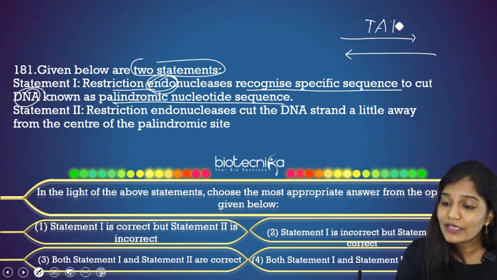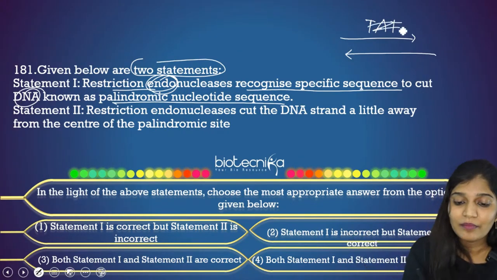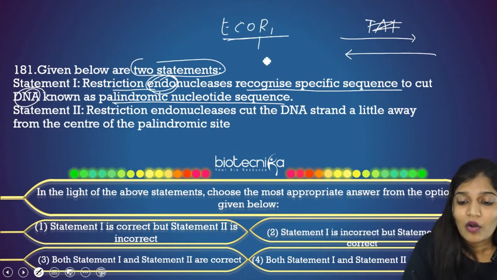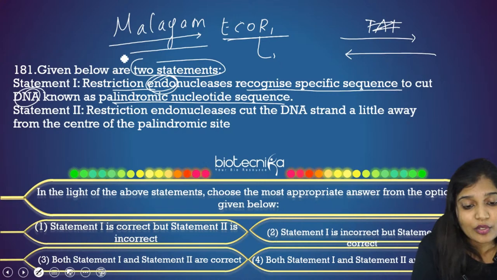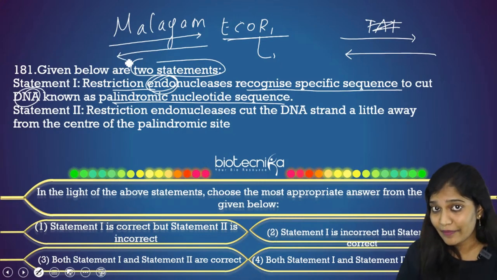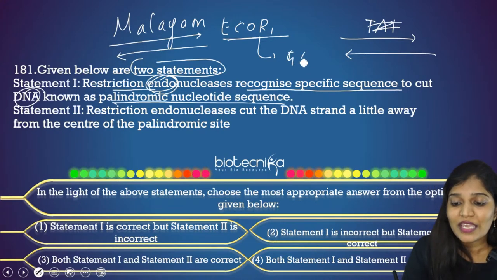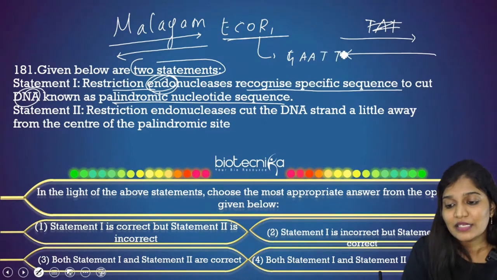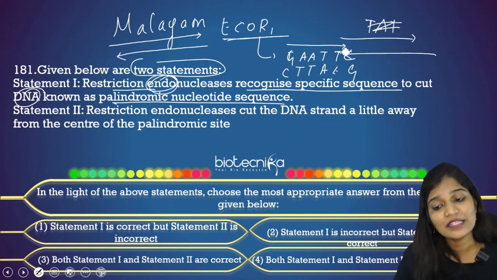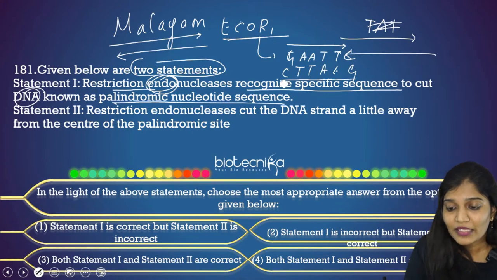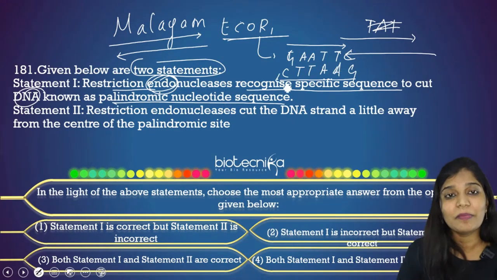So we can say like this. Let me make it here. EcoRI. Or we used to say Malayalam as an example. Let me give a basic one, Malayalam. So when you read Malayalam like this, and when you read Malayalam like this, it's going to remain the same. Yes. So GAATTC. We will have GAATTC. So if you read it like this, it is GAATTC. And if you read it like this, it is GAATTC. This is the palindromic sequence.